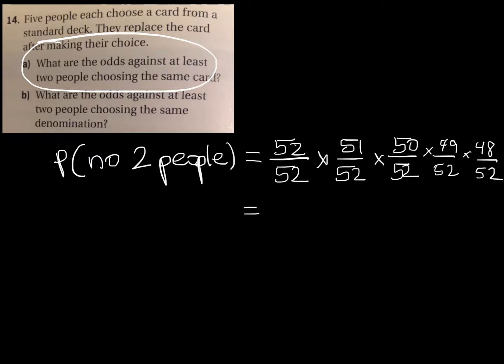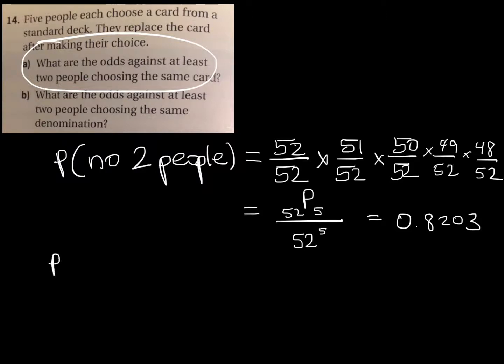If you want, you can write the numerator as a permutation, as 52P5 over, and then the denominator you see is just 52, and that's to the power of 5. All right. You crunch the numbers, you're going to get 0.8203. Now, we want the probability, though, of at least two people choosing the same card.